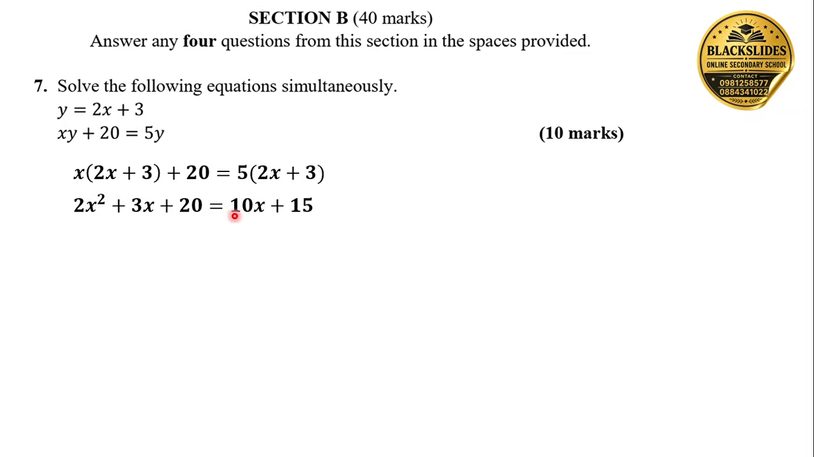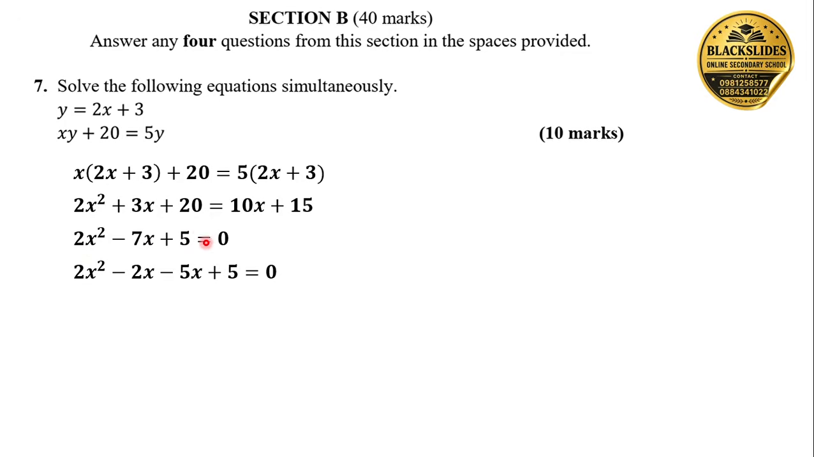Simplifying through will give us a quadratic equation, a very beautiful one, such as this, which we can factorize and solve for x. So factorizing this will give us, this is a grouping method.